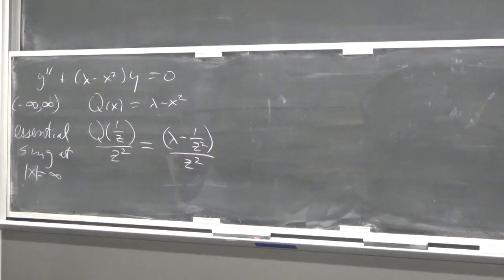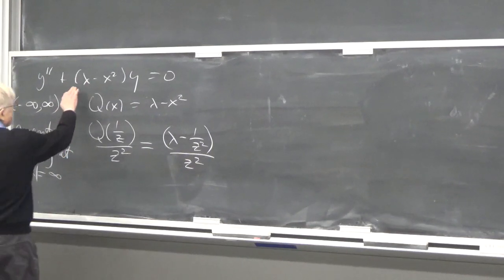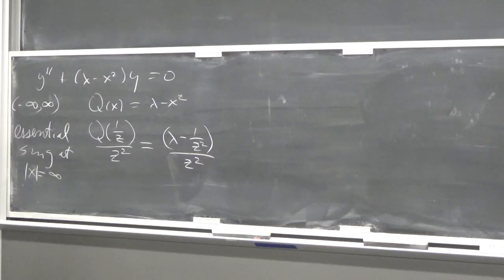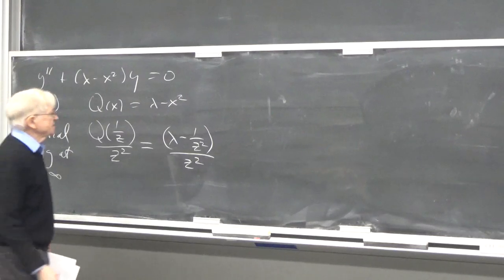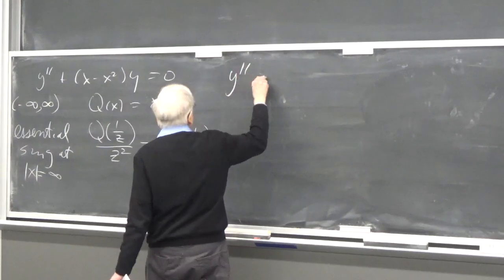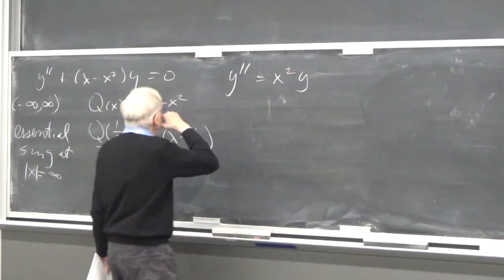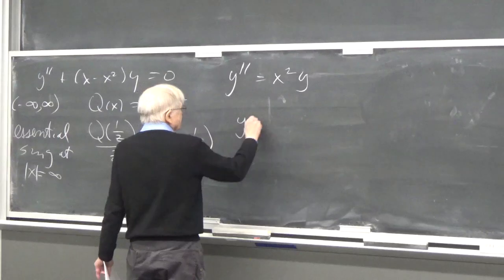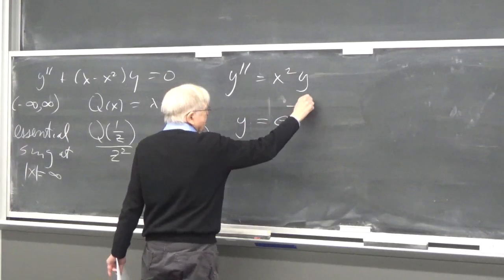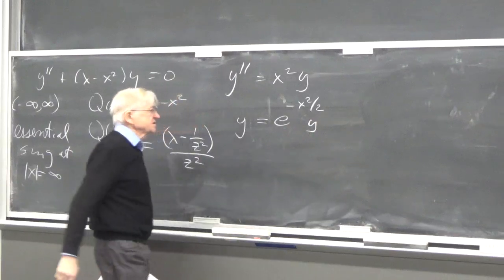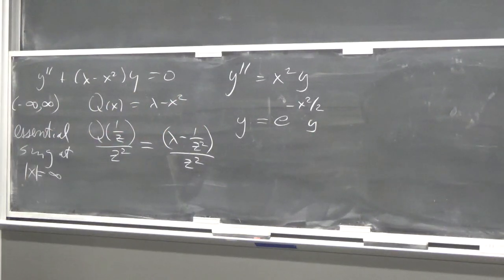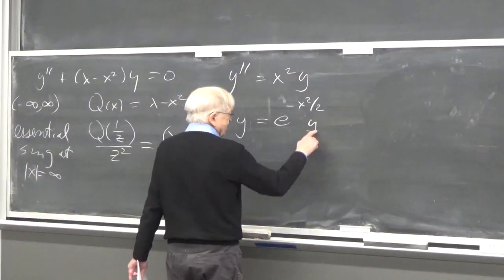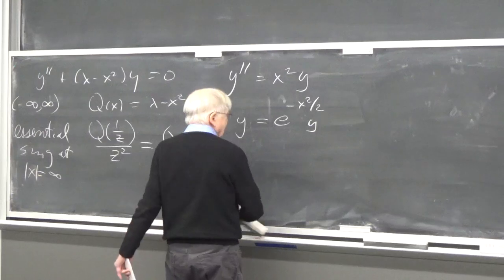The way you compensate for it is you look at the differential equation for very, very large values of x. Well, for large values of x, the equation is y double prime is x squared y. And an approximate solution is y equals e to the minus x squared over 2, times some other thing. What did I call the other thing? H.